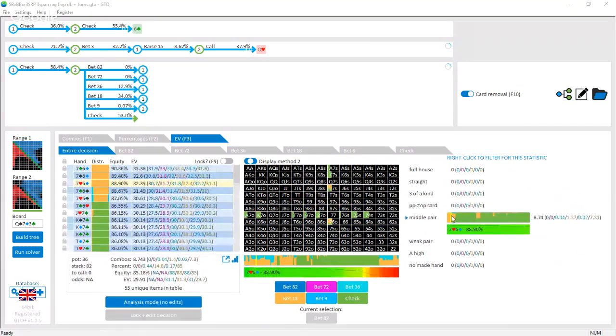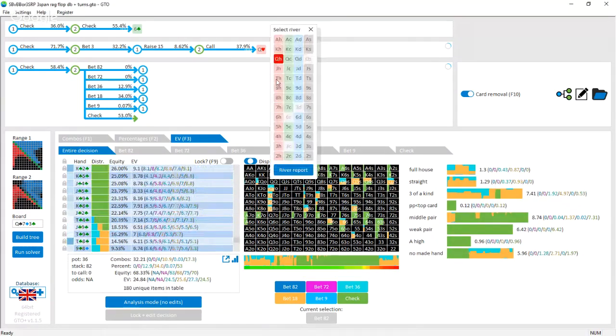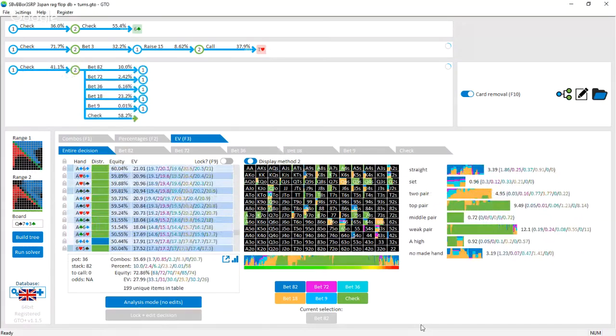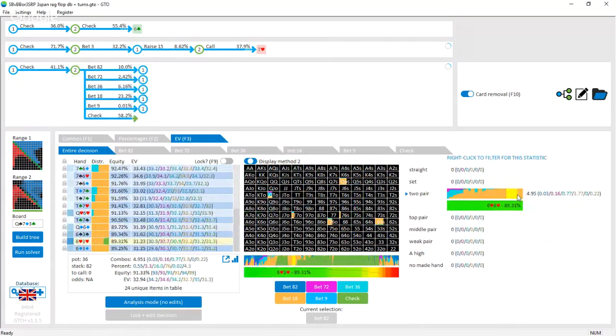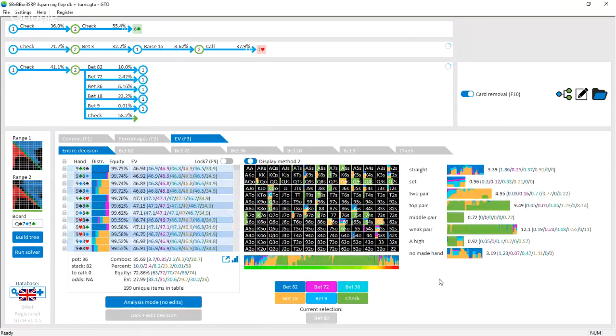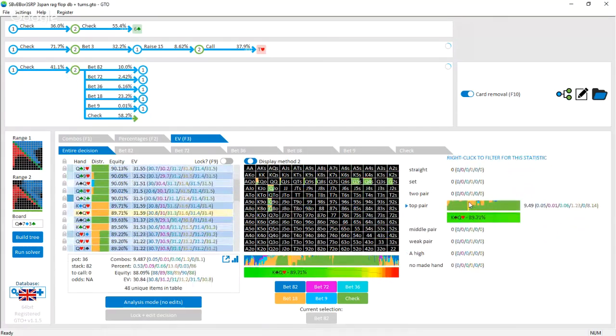So here, even middle pair 7-6 is bet. Probably not the best example. Maybe 10. Right, they check to us. We have some two pairs that we want to bet, and some top pairs that we want to bet.